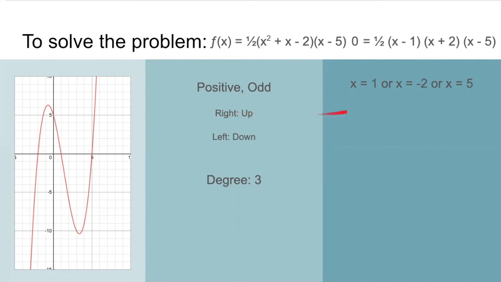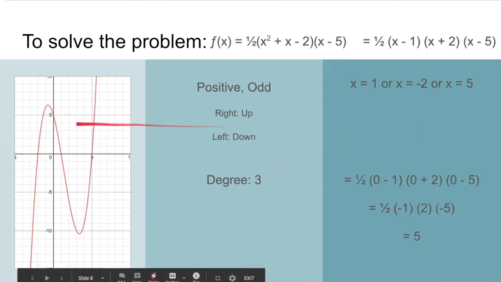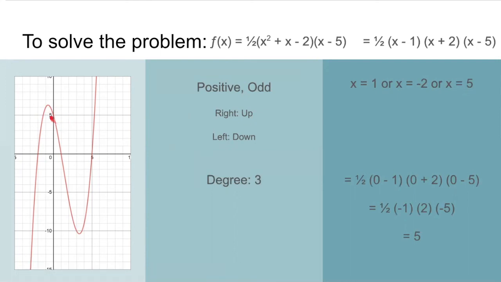Lastly, we're going to be looking for the y-intercept. So again, we will set the x, this time in our factored out form, to 0, and we will get this. If we simplify it out, we get 1/2 times -1 times 2 times -5, and the 2 and the half cancel out nicely, and the -1 times the -5 will just give us +5. We can see in the graph that the y-intercept is right here, at +5.